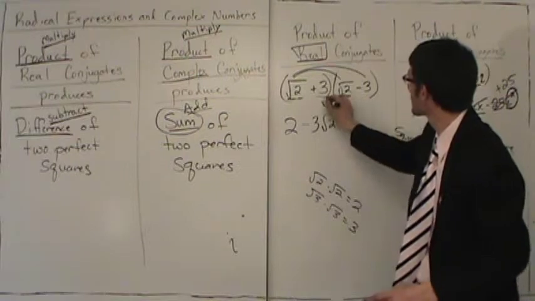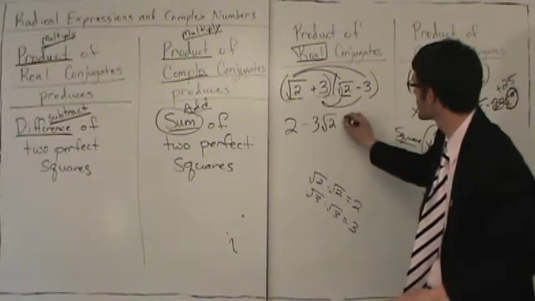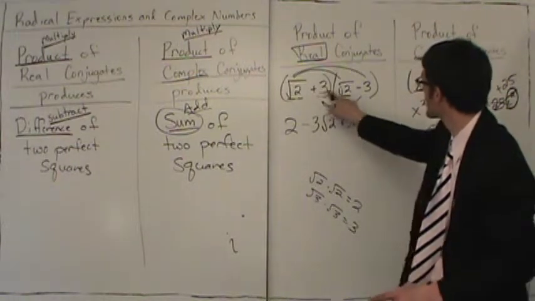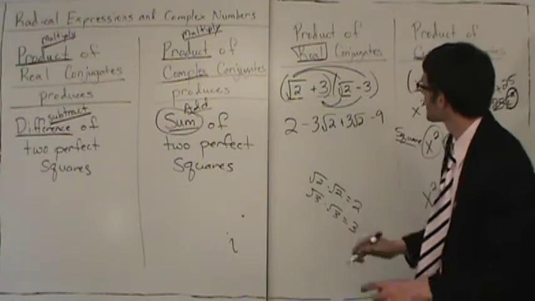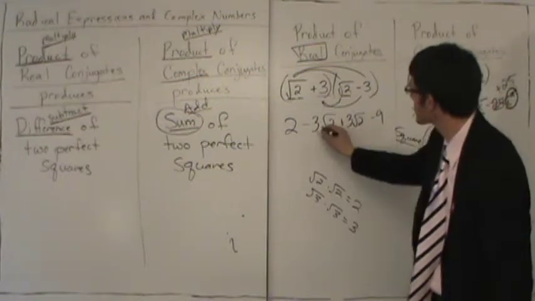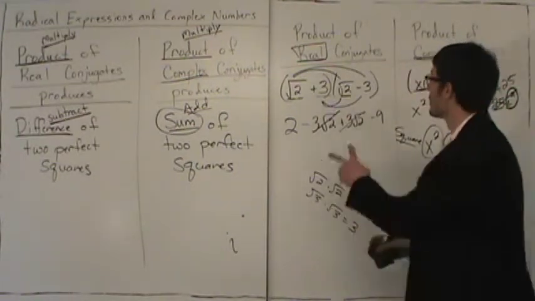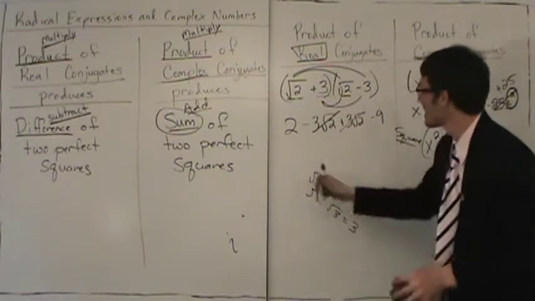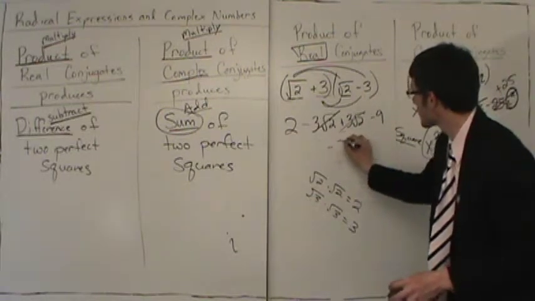And now take the positive root 3 and multiply by both. Positive 3 times root 2 is plus 3 root 2. And positive 3 times negative 3 is negative 9. Now notice, we can take the negative 3 root 2 plus 3 root 2. They cancel because when we multiply conjugates, the center cancels. Now do 2 subtract 9, we get negative 7.